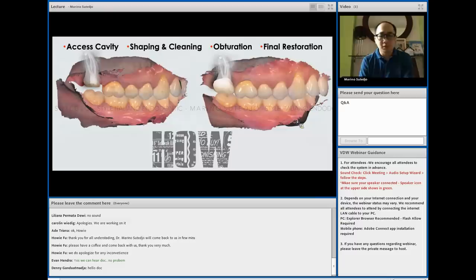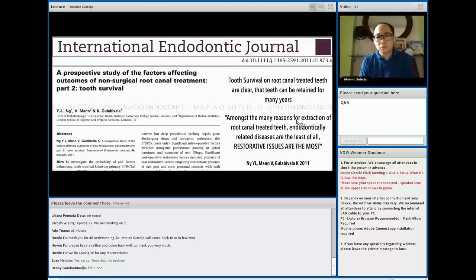Then how do we proceed with our endodontic treatment nicely? First, of course, we need a good access cavity, and then we continue with shaping and cleaning, and we need to seal our root canal with obturation. And last but not least, how we do our final restoration. I want to emphasize the final restoration, because many of us think that obturation is the end of endodontic treatment, but that is not right. When we do obturation, the treatment itself is not yet finished, because if you don't do a good restoration, then it will be useless.